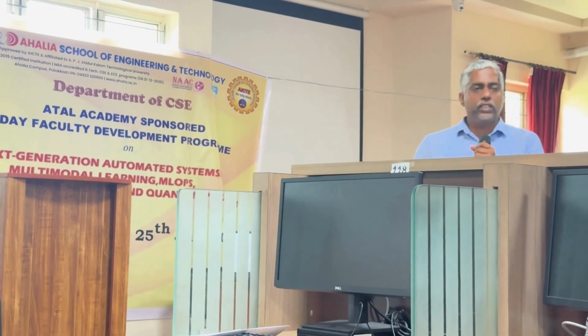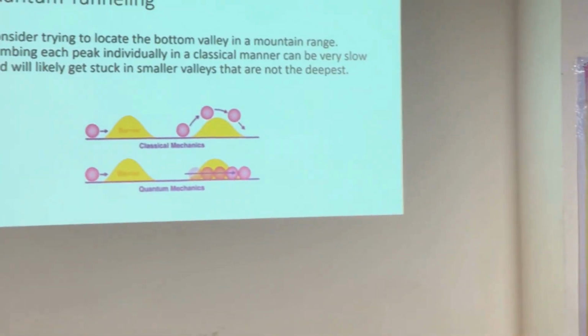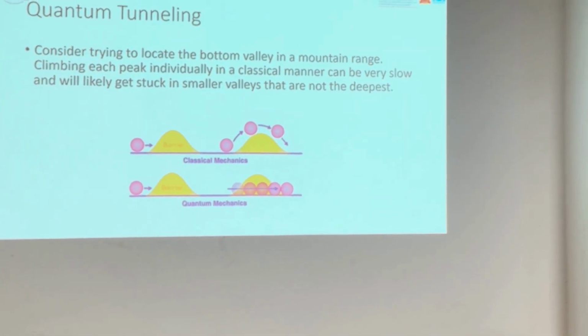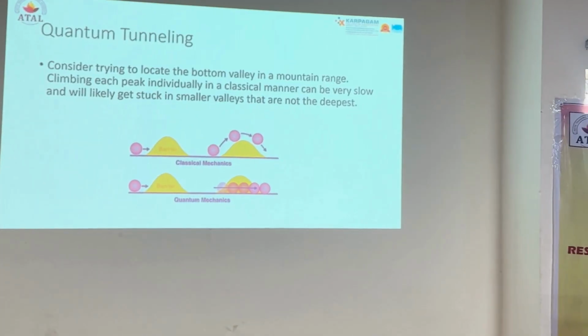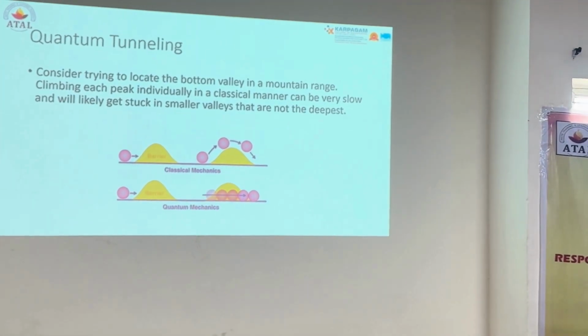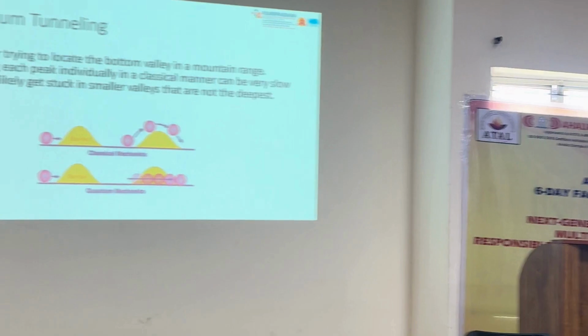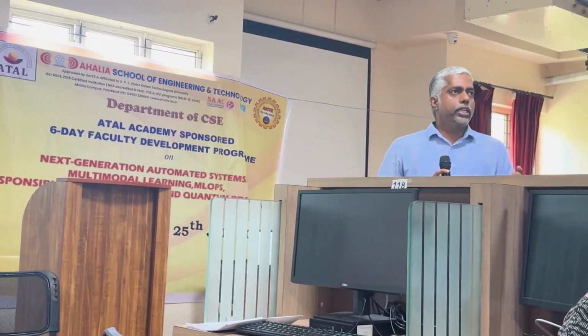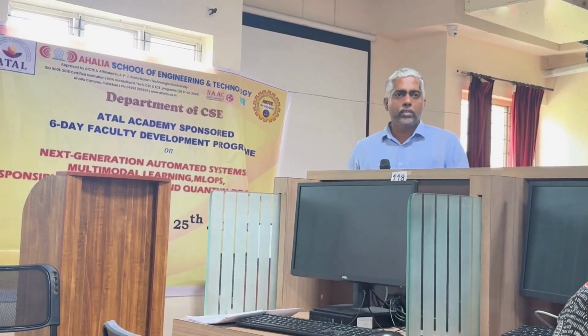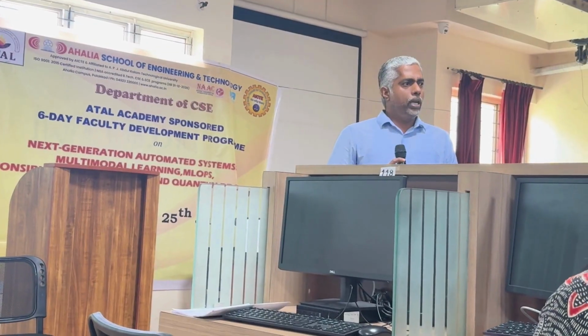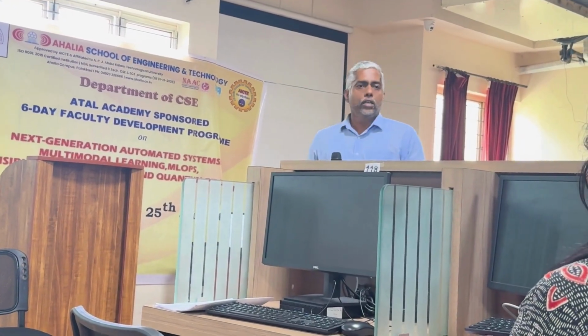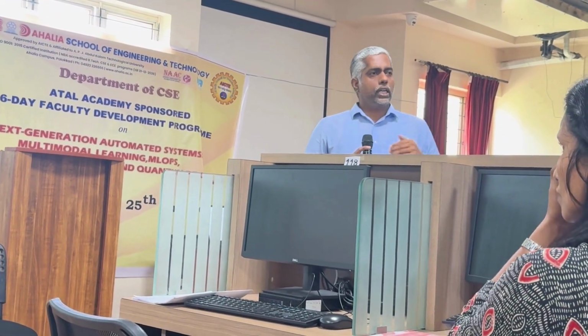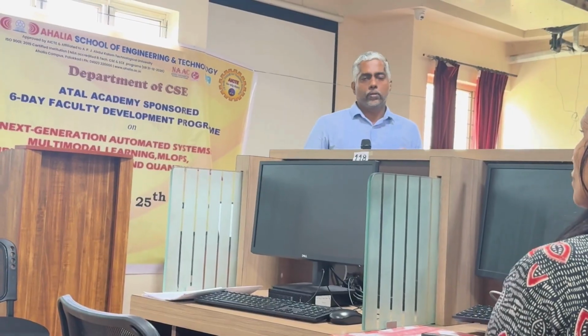And also we have another feature called quantum tunneling. For example, this is mainly used in application problems. If you consider an optimization algorithm like a machine learning algorithm, in a stochastic gradient optimization problem, we try to minimize the errors. To reduce the error, we try to achieve the global optimum level.